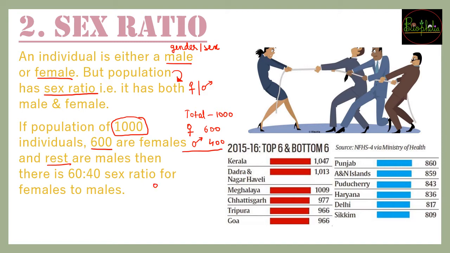So the ratio is always considered for females versus males. So the ratio is going to be 60 to 40. So this is going to be the ratio. What is the ratio of? Ratio is always considered for a population, not for a single individual. So again, by this you can understand how this is a population attribute.